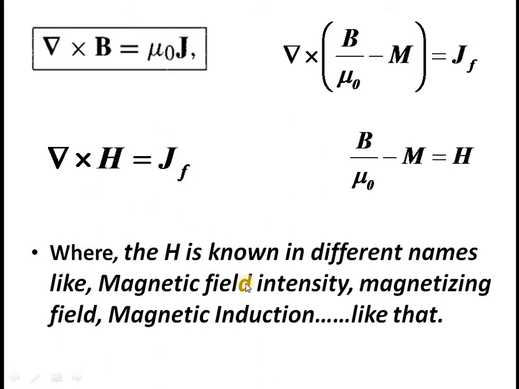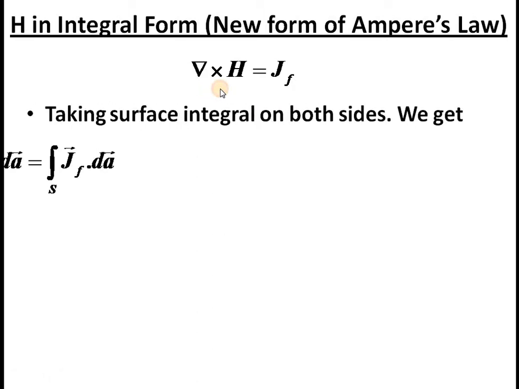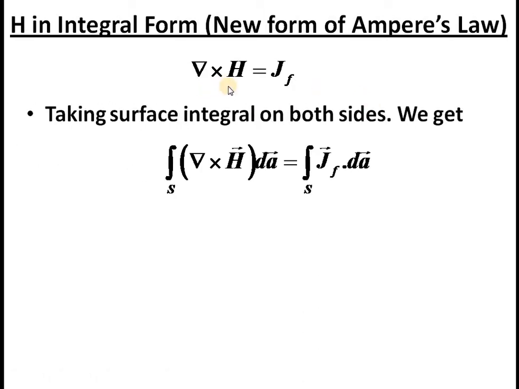So H has different names in different books. One name is magnetic field intensity, magnetizing field. Some books call it magnetic induction. So anyway, H is something which occurs when the material is getting magnetized. Okay, H. And you can have a corresponding integral form, because this is a differential form. Understand? So what you have to do, you integrate both sides, taking surface integral on both sides, because they are vector functions, and functions can be integrated.